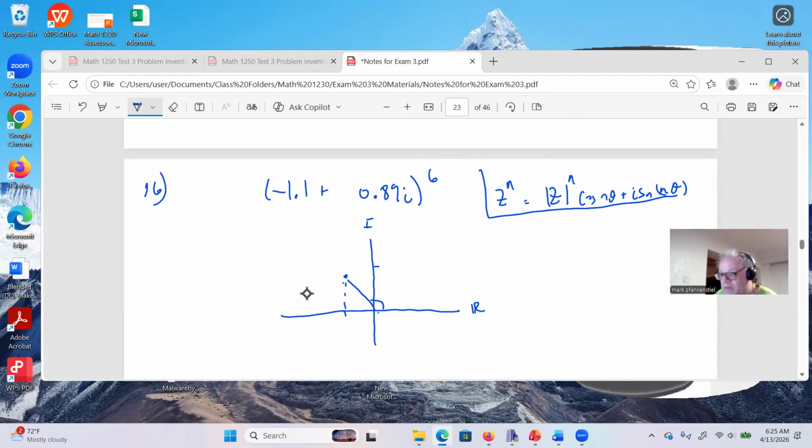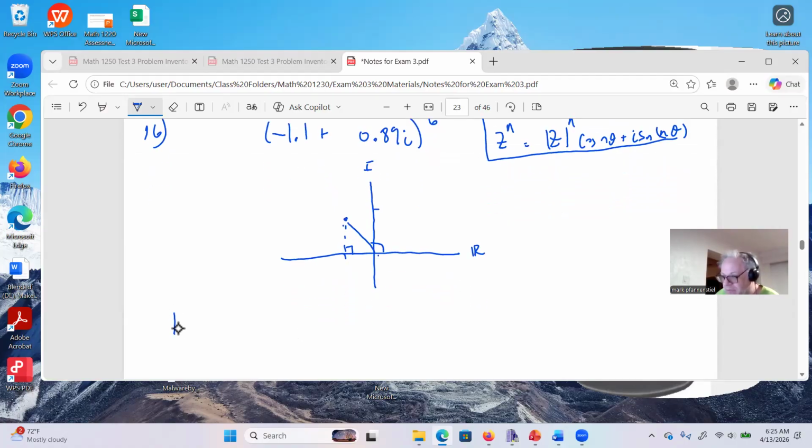So it looks like a triangle. We could get a hypotenuse for this right triangle here, right? And figure this thing out. So the modulus, or the absolute value of z, complex numbers are almost always called z, is going to be the square root of negative 1.1 squared. Don't forget that squaring a negative makes it positive, plus 0.89 squared. Don't square the i, okay? We're just looking at magnitudes here.